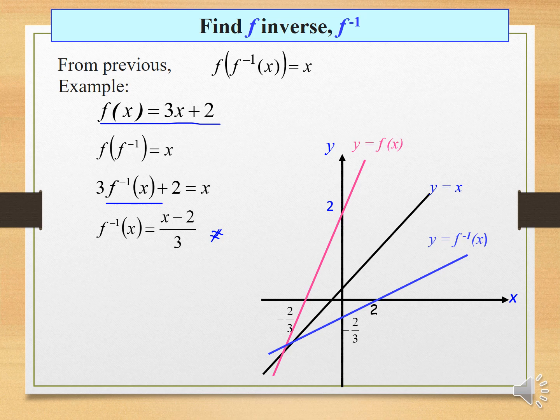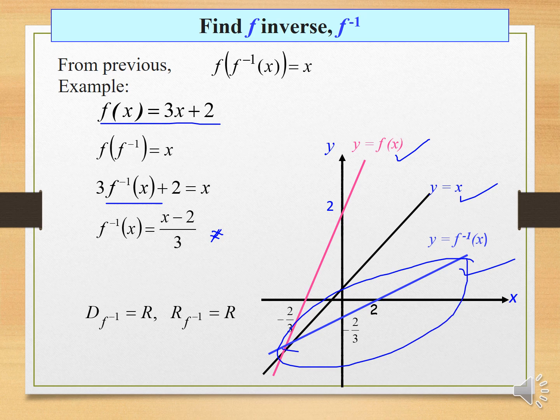If we sketch the graph, f(x) equals 3x plus 2 is this line. And the reflection line y equals x. Therefore, the f inverse is the function (x minus 2) over 3. From the graph, we can determine that the domain of f inverse is real numbers and the range of f inverse is real numbers.